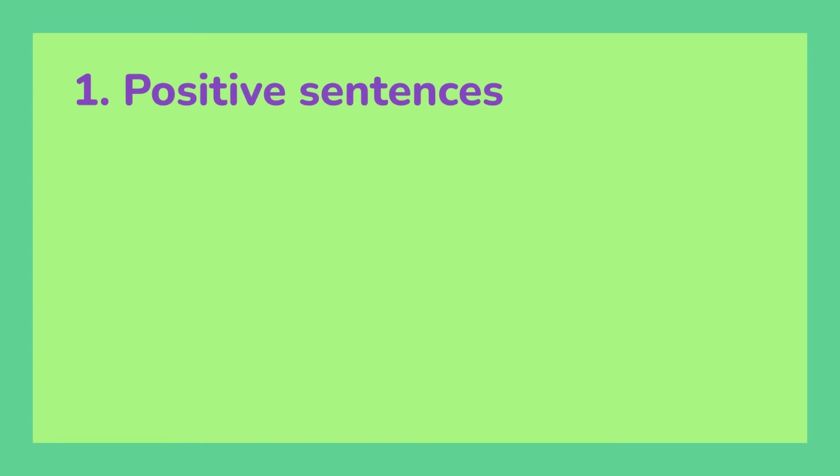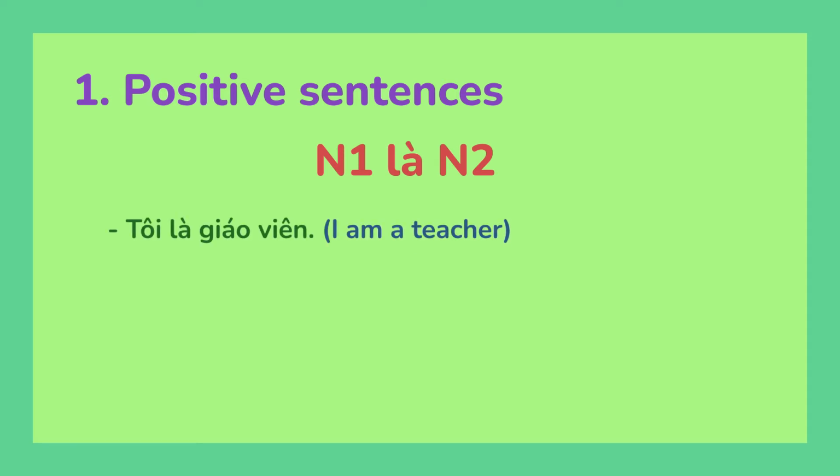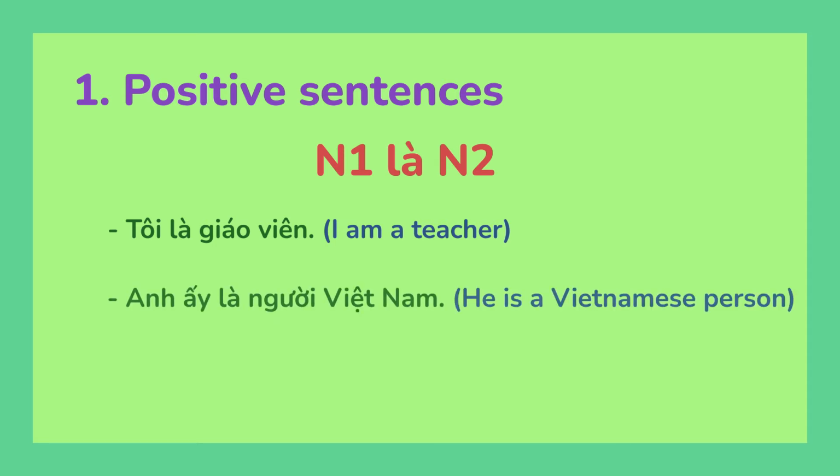Number 1. Positive sentence. The structure would be noun number 1 là noun number 2. For example, tôi là giáo viên. Anh ấy là người Việt Nam. Cái này là sách.